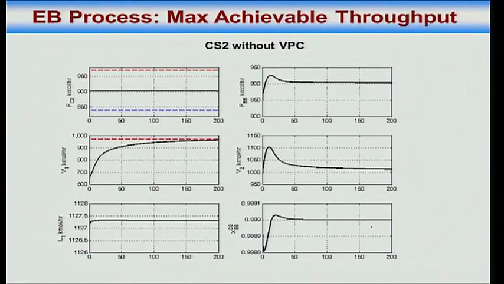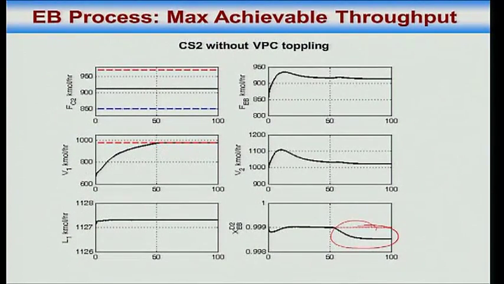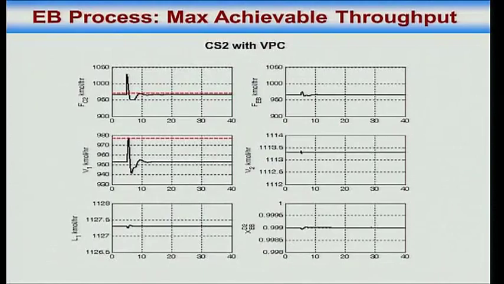This control system will fail. Then when you put in the VPC, sure, maximum achievable is 970, I believe. Okay, this is the maximum achievable. You are actually slightly below. Why are you slightly below?